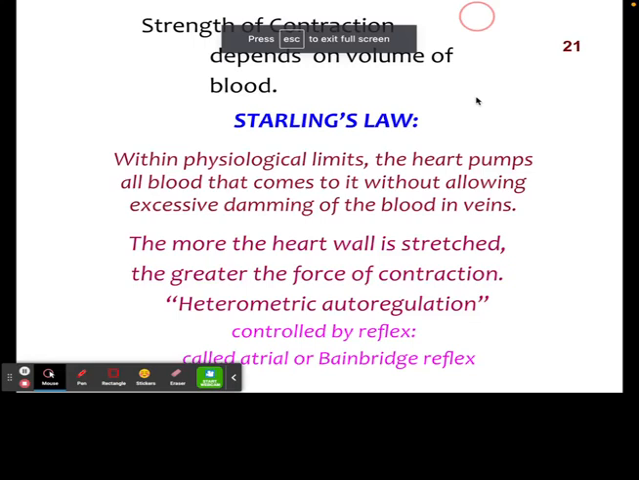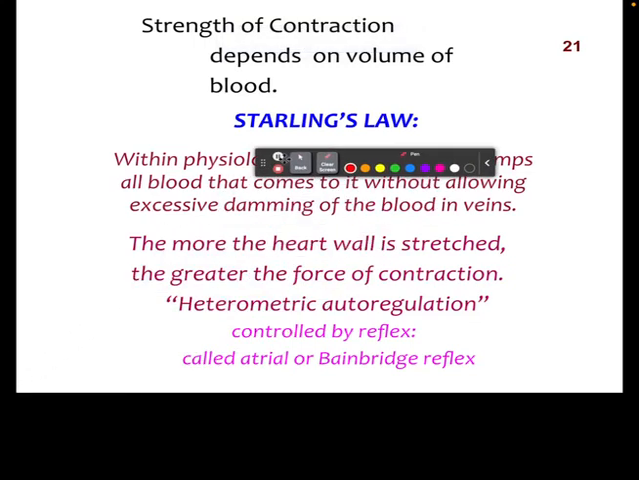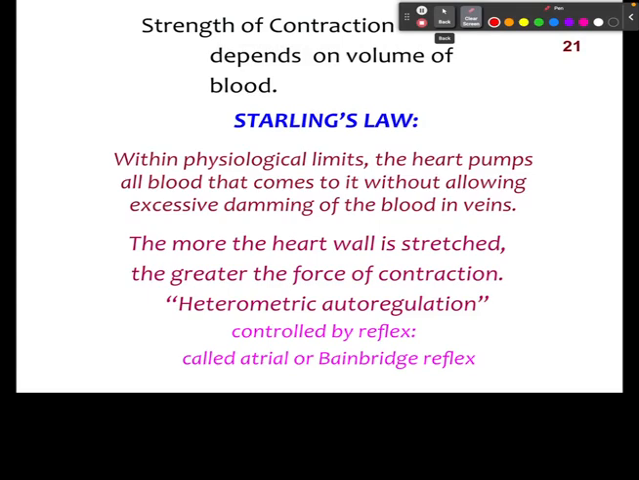Everybody. So in this video, we are going to briefly discuss a few important terms. One of them is going to be Starling's law. All of these terms have to do with the contraction of the heart and the blood flow throughout the heart and into the arteries. With that said, Starling's law is essentially that the strength of a contraction depends on the volume of blood in the heart.